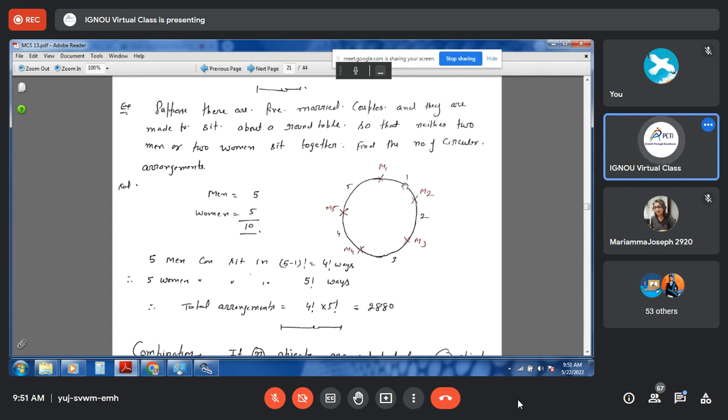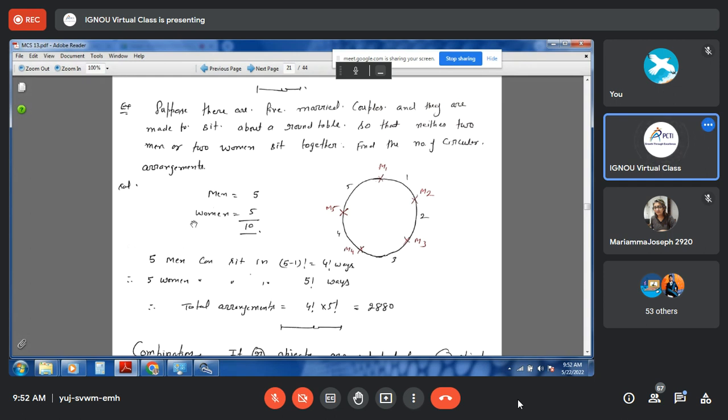Simply, the first woman has 5 options, the second has 4, the third has 3, then 2, then 1. It means 5 factorial. So the 5 women can sit in 5 multiplied by 4 multiplied by 3 multiplied by 2 multiplied by 1, which is 5 factorial ways. So the total number of arrangements is 4 factorial into 5 factorial, which is 2880.